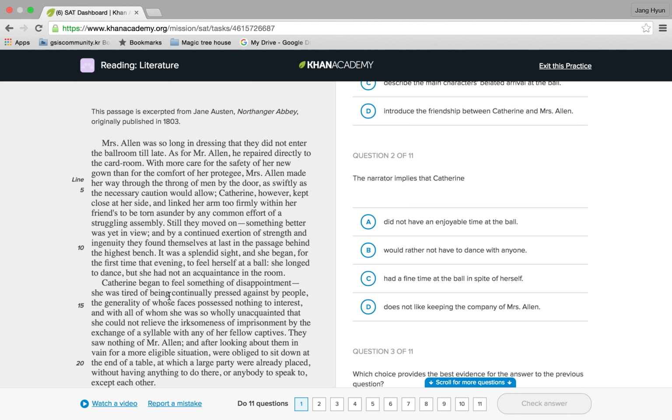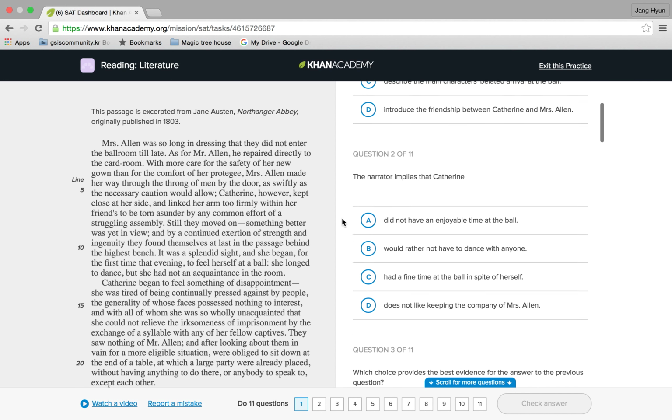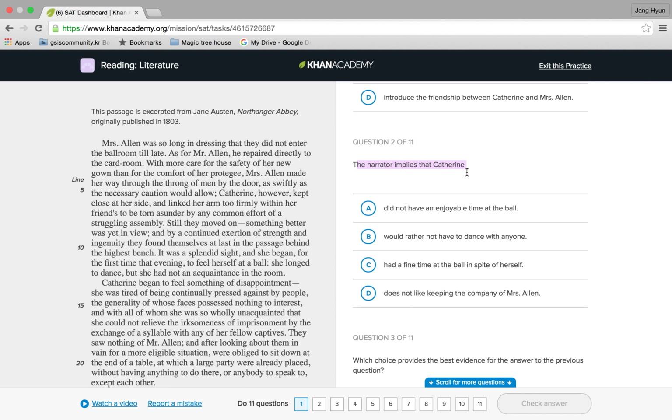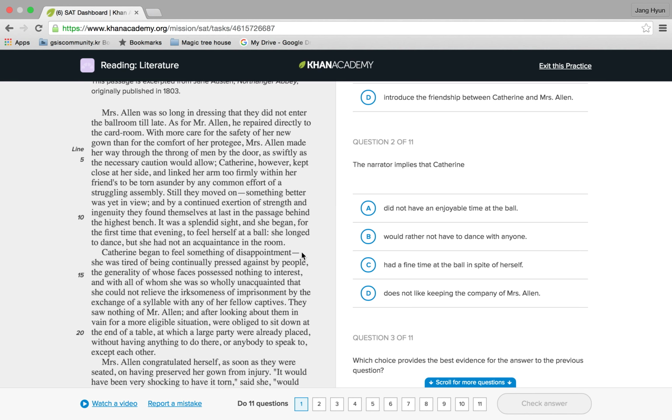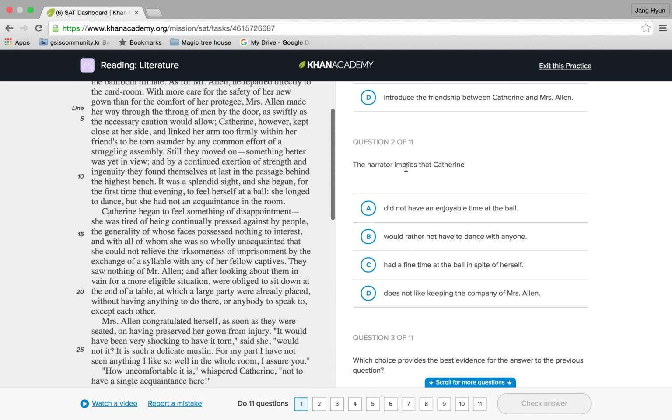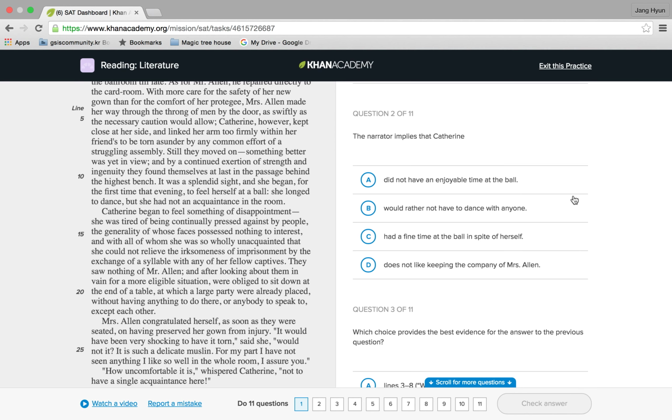See? She was tired of being continually pressed against by people. Now, the narrator implied that Catherine did not have an enjoyable time. Obviously, she began to feel something of disappointment. She was tired. There's nobody to talk to. Would rather not have to dance with anyone? What? She wants to dance. Even Mrs. Allen wants her friend to dance. So, Catherine would rather not have to dance with anyone? No.